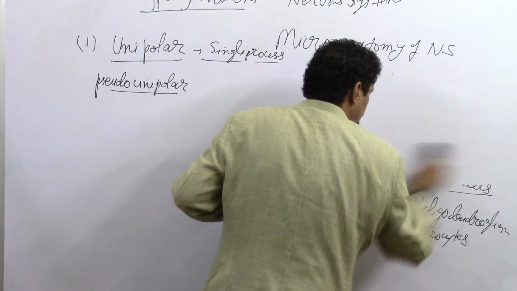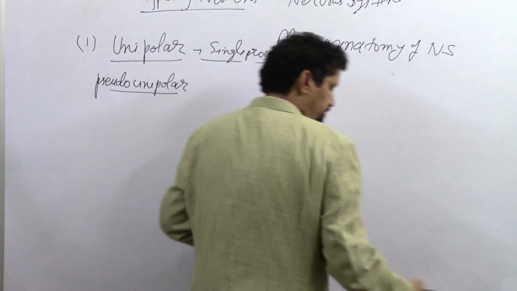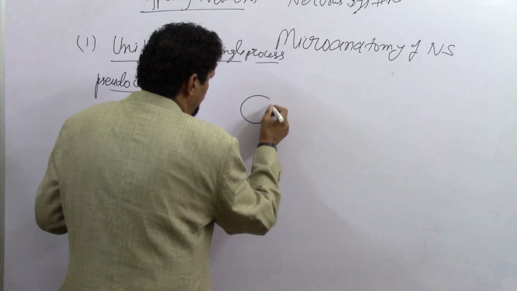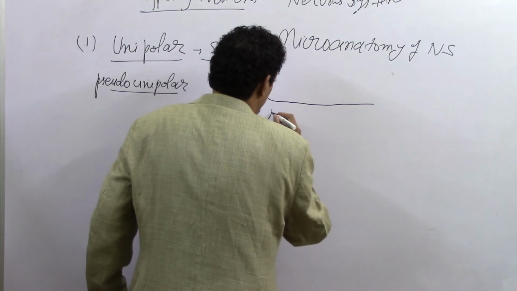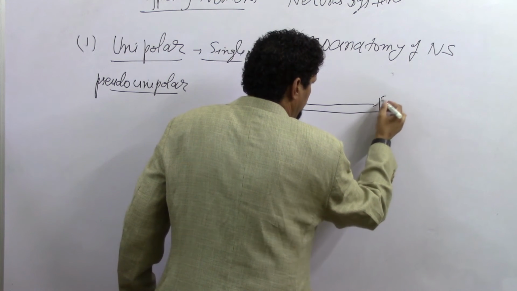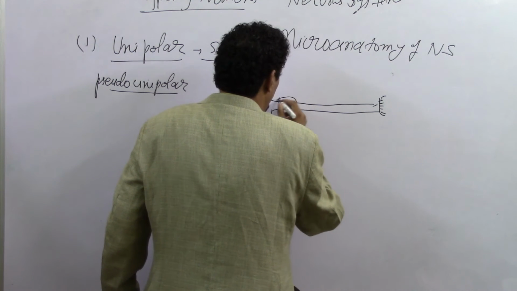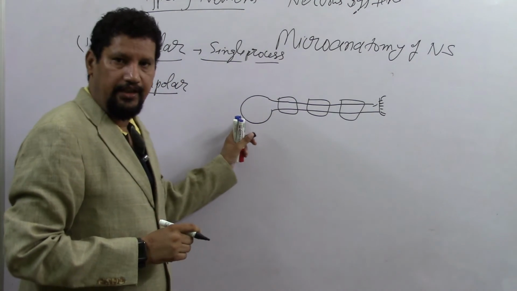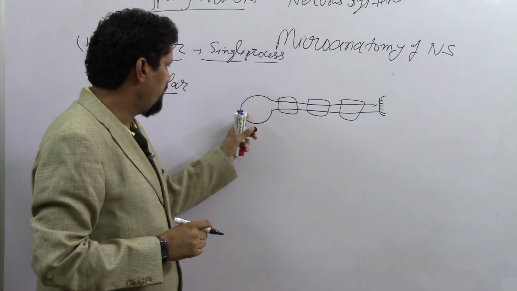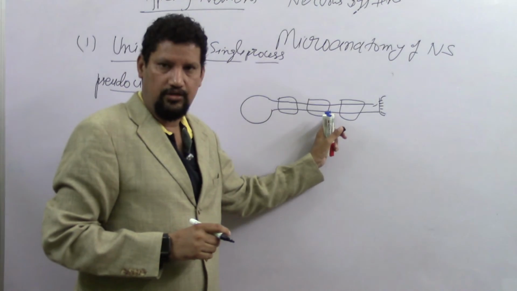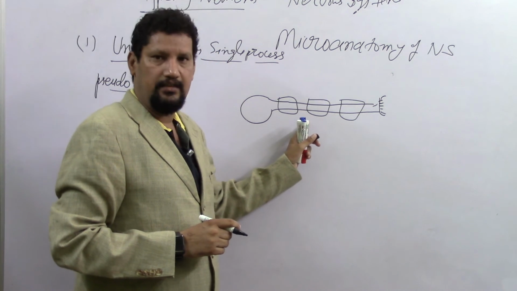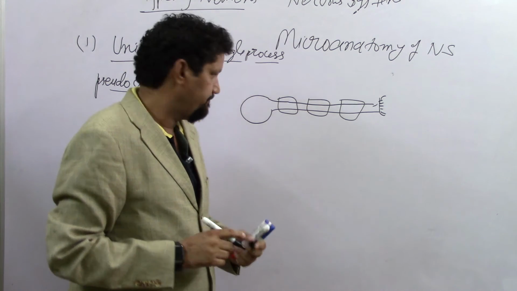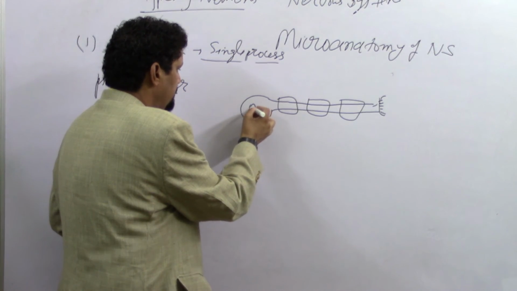I will draw the diagram of the unipolar neuron and how it differs from the pseudo-unipolar neuron. This is the cell body, and it has an axon. This is the myelin sheath, which I will talk about later. So this is the cell body of a unipolar neuron, which is circular or round in shape, and it has a single axon. This is seen only in the mesencephalic nucleus or mesencephalic part of the trigeminal nuclear complex. It has a large central nucleus and nucleolus.